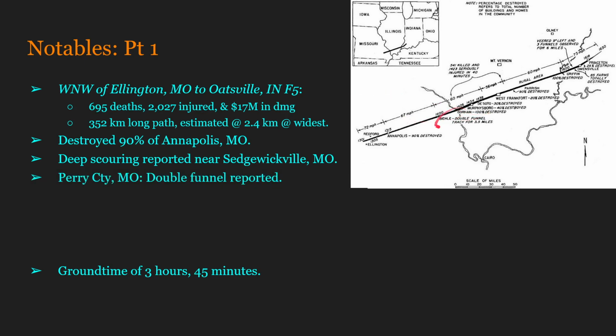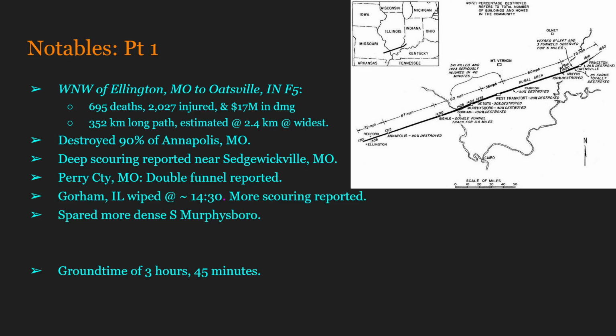It would then, at around Beale, which is in Perry County of Missouri, produce a double funnel for approximately 4 miles. This double funnel could have been a multitude of things. It could have been the tornado briefly becoming multi-vortex distinctively. It could have been a satellite tornado, or it could have even been a second tornado produced by the same supercell. All of these options are on the table, but all we know was that a double funnel is reported at this point. It would then transition back into a single funnel.